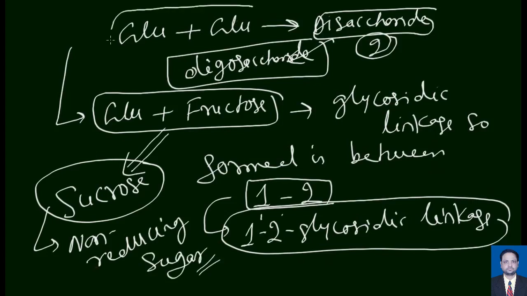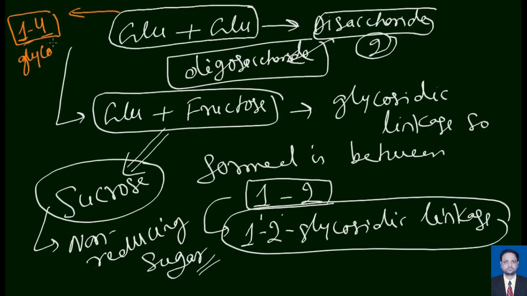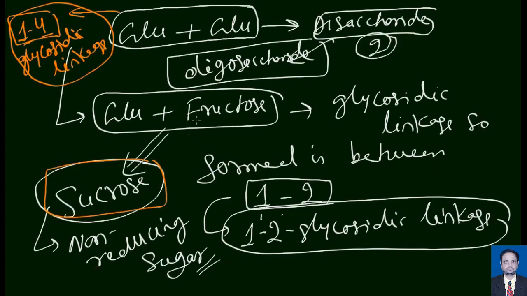But in the case of glucose to glucose, here what do we find? The glycosidic linkage is between carbon 1 and carbon 4. So it is called a 1,4 glycosidic linkage. Got it? But in the case of sucrose, it is a 1,2 glycosidic linkage, and it is made up of glucose and fructose molecules.